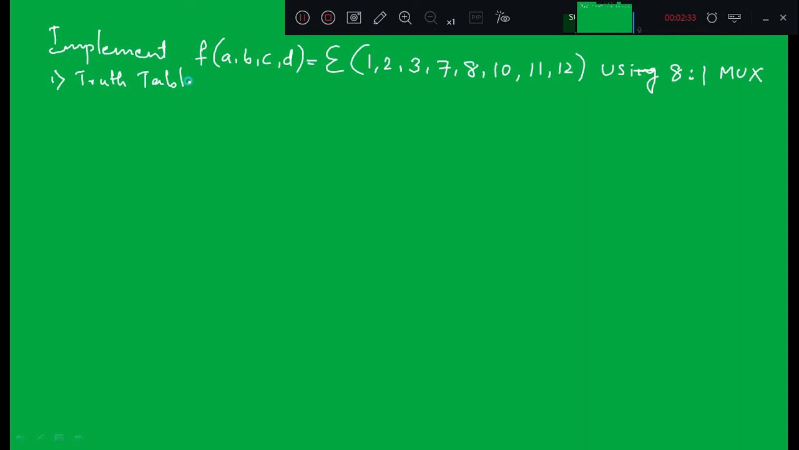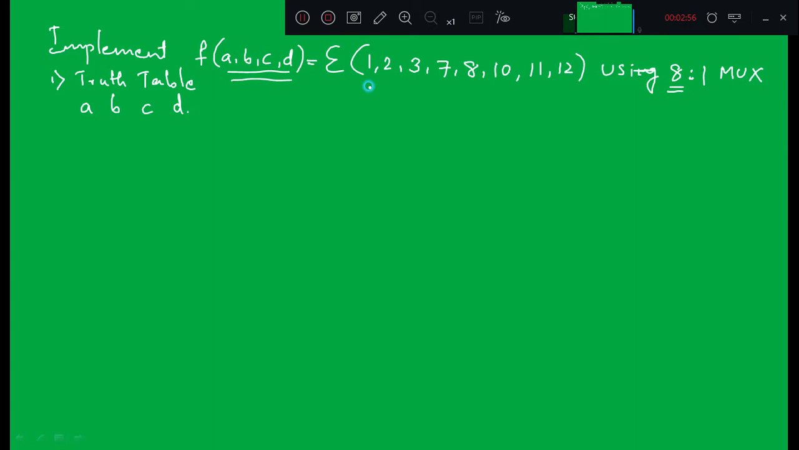Now there are 4 inputs A, B, C, D. Here he has not told anything about which 3 inputs you have to use, because 8 is to 1 mux has a total of 3 select lines. So out of these 4 inputs, which 3 inputs you have to use as select lines, he has not told. So it is left to you.